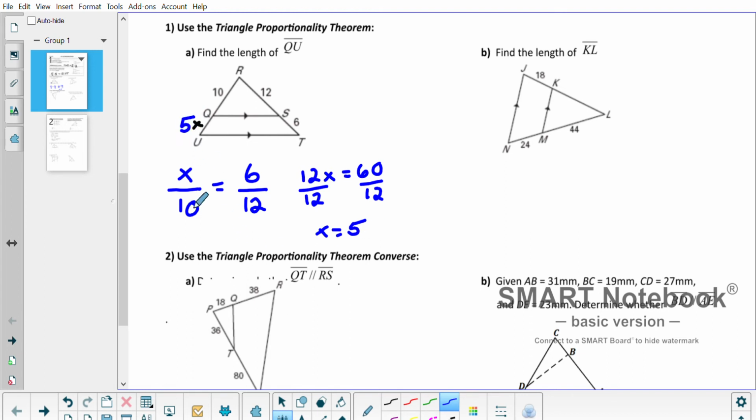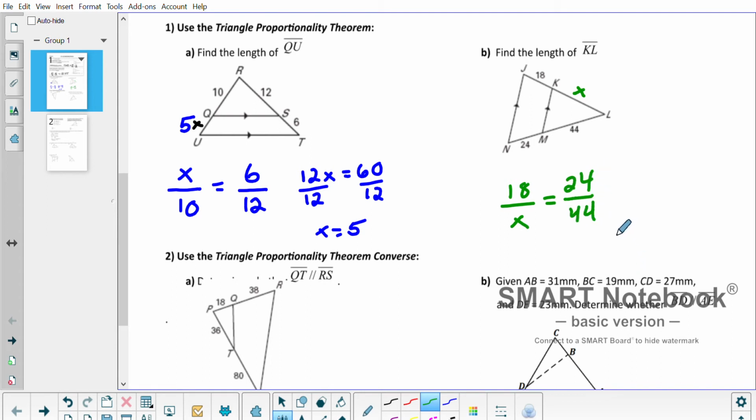Why don't you guys go ahead and pause the video, try B, and then I'll walk through it with you and make sure you're on the right track. So as we look at B, almost the same setup as A. We've got our parallel lines here. So our proportion would be 18 over, we've got our unknown KL, which is what we're looking for, so that is X, equals 24 over 44.